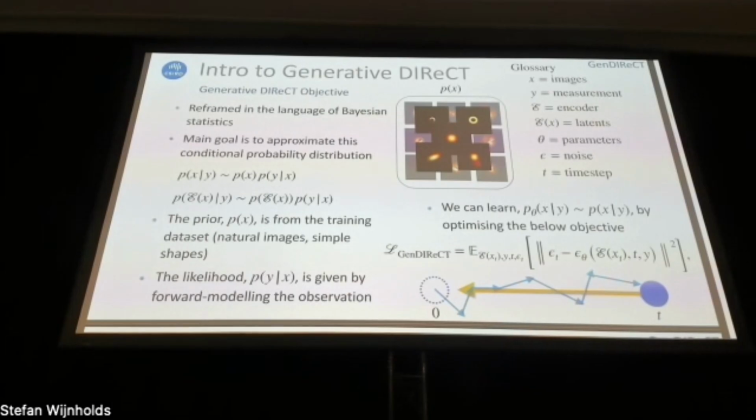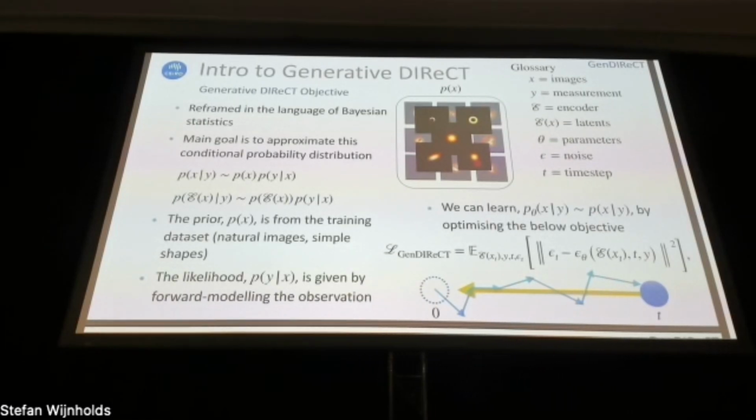And by Bayes' theorem, we know that this is proportional to the prior, which for us, the prior is from the training data set. And a training data set is mostly of natural images with simple shapes added on as well. And then also multiplied by the likelihood, which is given by the forward modeling of the observation. So we can learn the probability distribution and approximate this probability distribution with a neural network deep learning architecture and by optimizing this below objective, which just means that it learns the noise applied at every time step.